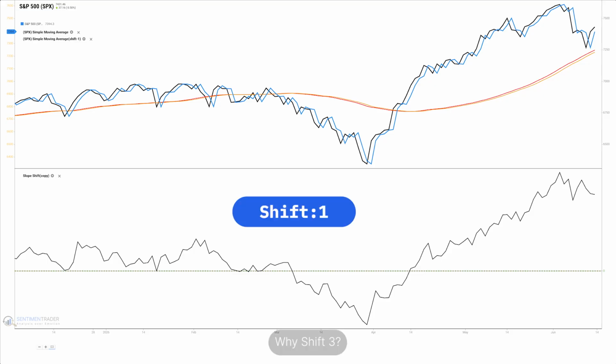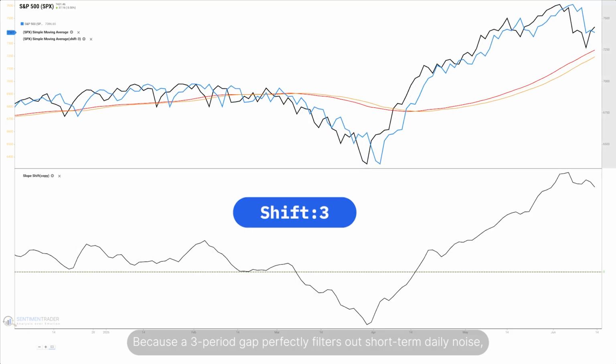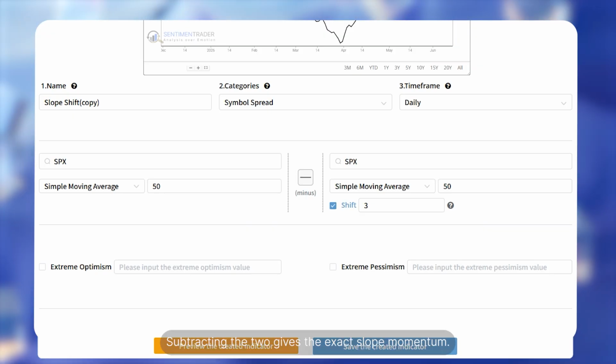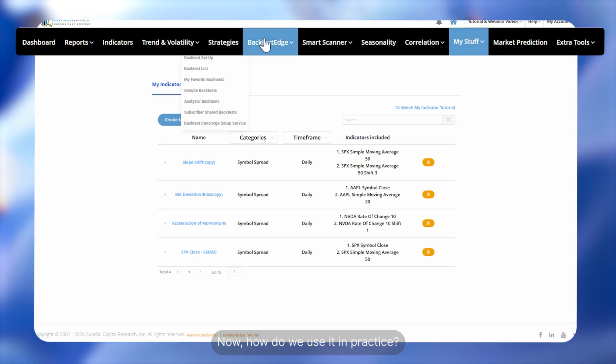Why Shift 3? Because a 3-period gap perfectly filters out short-term daily noise, letting you clearly see the moving average's true slope trajectory. Subtracting the two gives the exact slope momentum. Click Save. Now, how do we use it in practice?